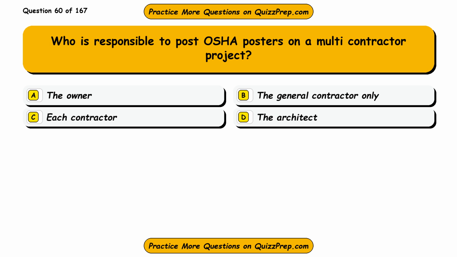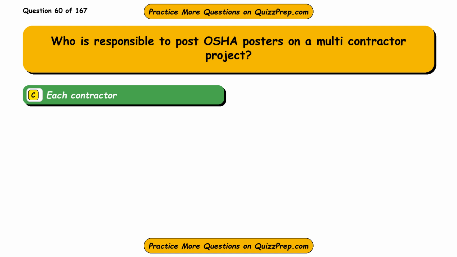Question 60. Who is responsible to post OSHA posters on a multi-contractor project? Option A, the owner. Option B, the general contractor only. Option C, each contractor. Option D, the architect. The correct answer is option C, each contractor.